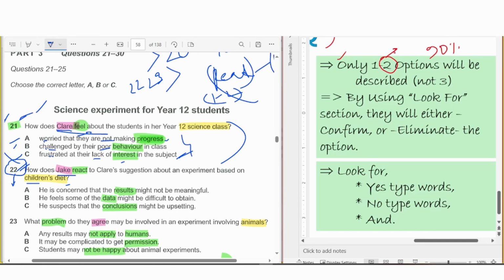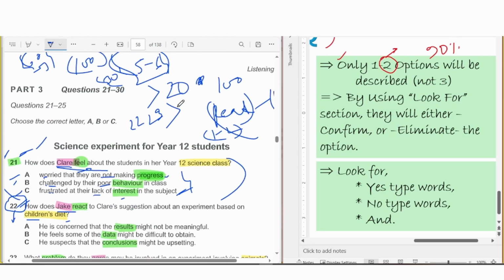No, there are 5 questions here, right? We are going to solve them. You will see maybe in 4 questions they will describe just 2 options. Only in 1 maybe they will describe 3, even sometimes not that. So they will not describe all 3 options. They will just describe 1 to 2 options. In general, 2 options.